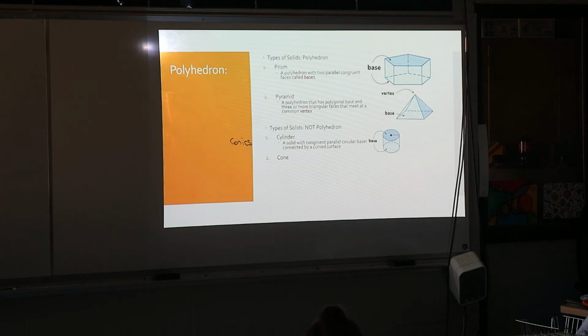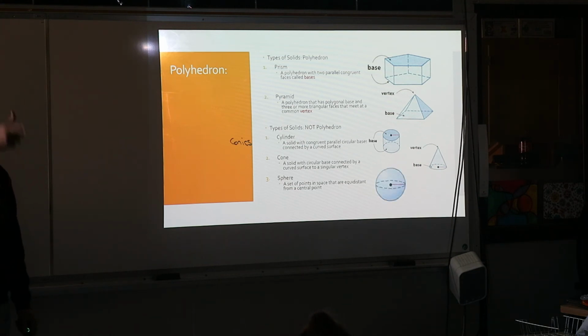There's the cone, where it has a circle base, but it goes up to a point, a single vertex, a singularity. So curved surface to a singular vertex. Something like that. So it's got a circle base, so it's like an ice cream cone. And then the last one is a sphere. A sphere is basically all the points that are equidistant from a central point. The set of all points that are equidistant from a set location in the middle, central point. So if you had a center, and you went any direction you wanted from that, that'd be a sphere.